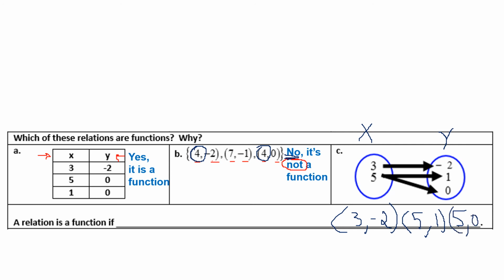So, do any of our x values repeat? Absolutely. Here's a 5 and here is a 5. Is it a function? No, it's not. So a relation is a function if no x values repeat. Hopefully you all remember that from Algebra 1, and if not, great, we just went over it.